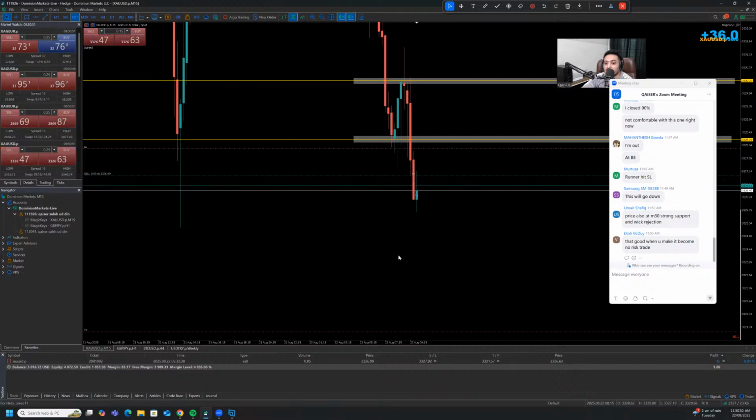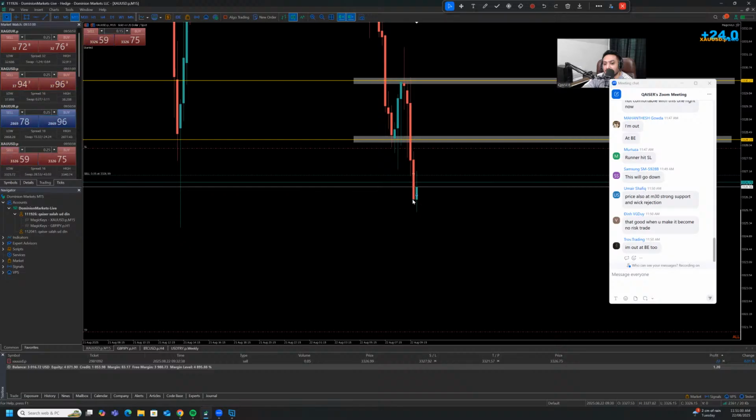Price is also at M30 strong support and weak rejection. Yeah, I just knew that. So the candle closed with no bottoming wick. That's why I quickly took a decision to close 70% position there.